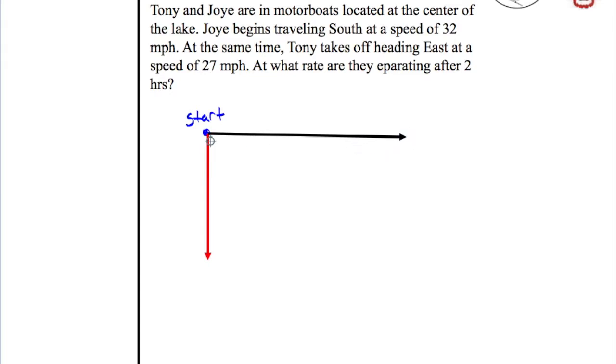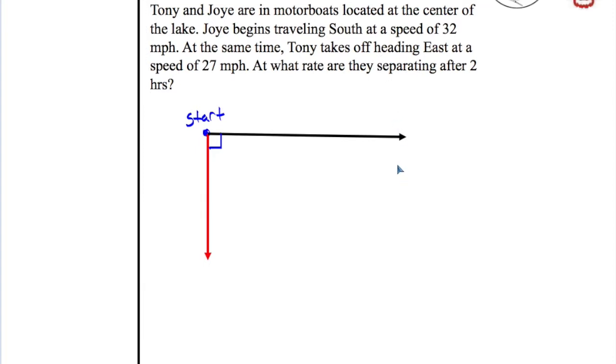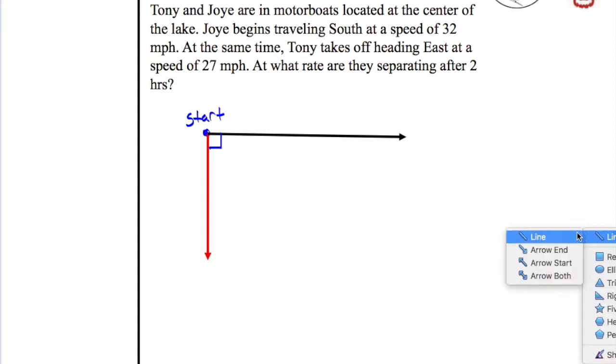I guess the red line really should be bigger because it's going faster, but whatever. It's all relative, man. Just so happens if one goes east and one goes south, then you have this cool little right triangle. And it's asking for the rate that they are separating after 2 hours. So it's asking for the distance between those two endpoints after 2 hours. That lake must be really big, I'm realizing. So this is the length that it's asking for.